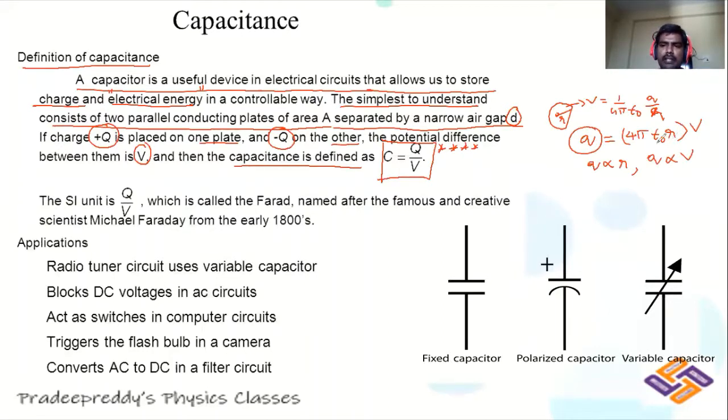If V is constant, Q is proportional to R. If R is constant, Q is proportional to V. For constant R, Q is directly proportional to V. That means the charge accommodated on the surface of the conductor is directly proportional to its potential. Now if I remove this proportionality, I should include a constant, right? I am representing that constant as C, and V as it is. Q is equal to CV.